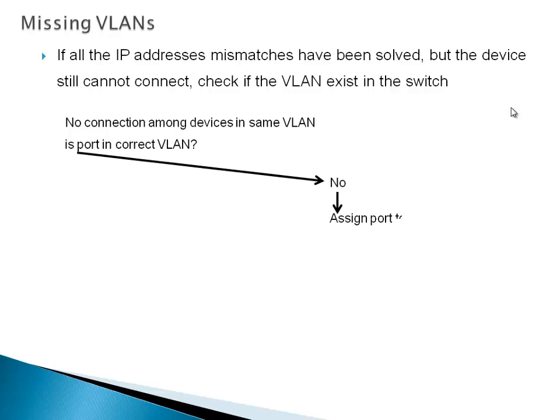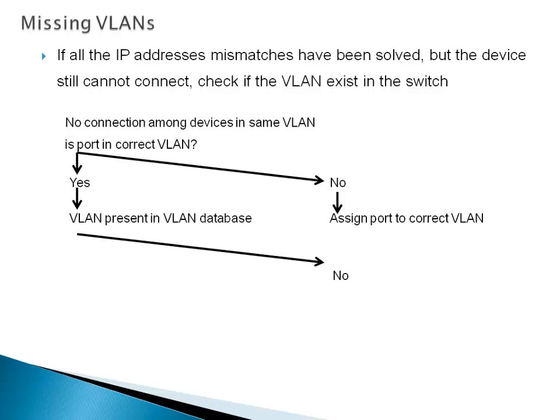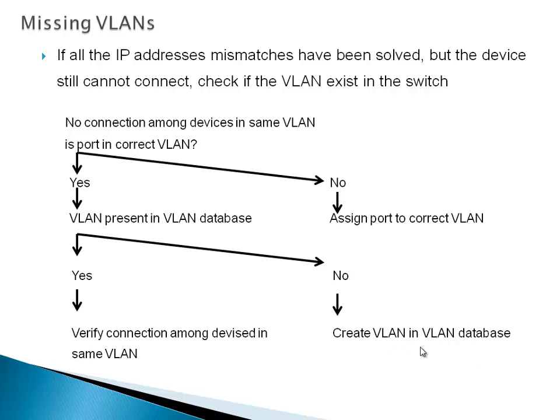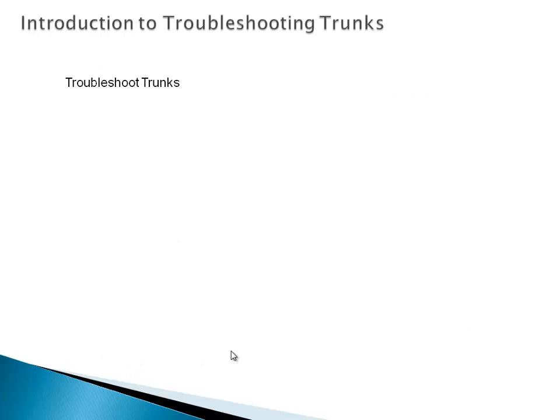First, you check, is the port in the correct VLAN? Show VLAN brief, for example. If it's not, assign the port to the correct VLAN. If it is, check the VLAN is present in the database. So again, show VLAN brief, make sure that the VLAN is in there. If it's not, create the VLAN in the database. If it is, there should be a verified connection among devices in the same VLAN. There should be a connection.